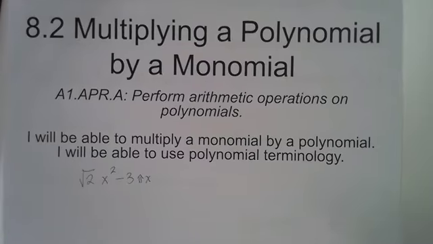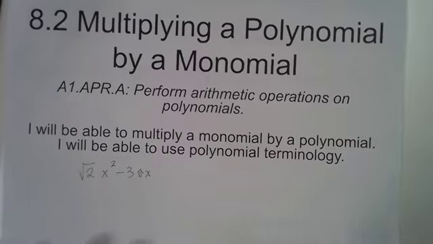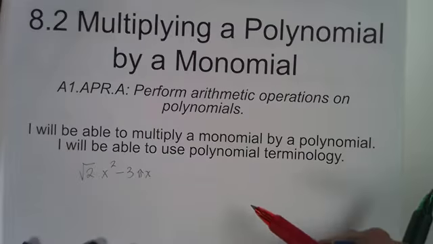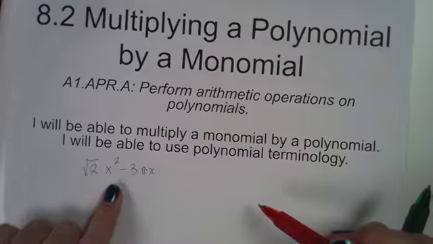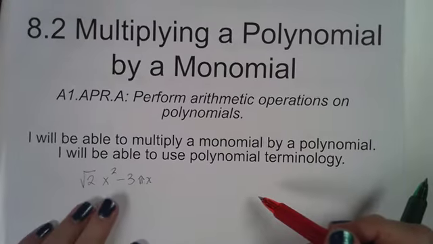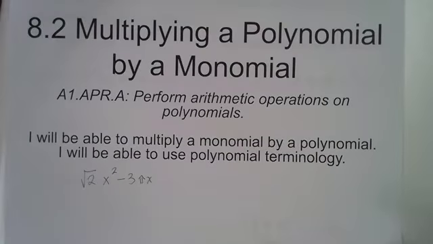All right, this says radical 2x squared minus 3 pi x. Is that a polynomial? Yes. What makes it a polynomial? There's two sides and it's being separated by subtraction. Okay, separated with subtraction. Got it. And we got two terms.